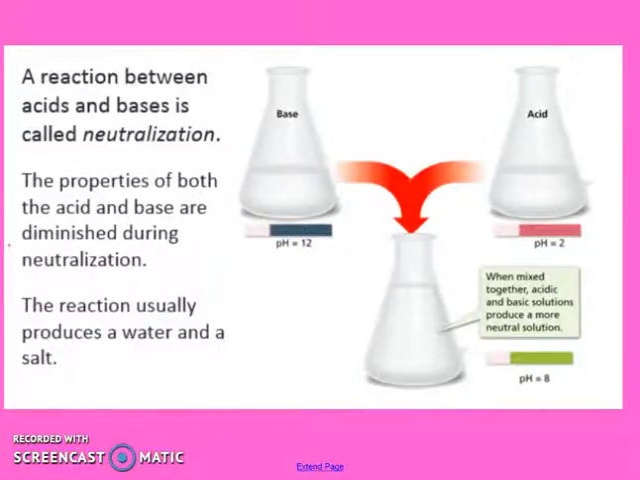Now, if you've got a strong base and a strong acid and you mix them together, this is actually called a neutralization reaction. You're taking two different substances from each end of the scale. When you mix them together, you're going to end up with a pH that's a lot more neutral. So it's not exactly 7, but if you mix a pH of 12 and 2, you probably end up with something like a pH of 8. And that reaction is usually going to produce water and a salt.